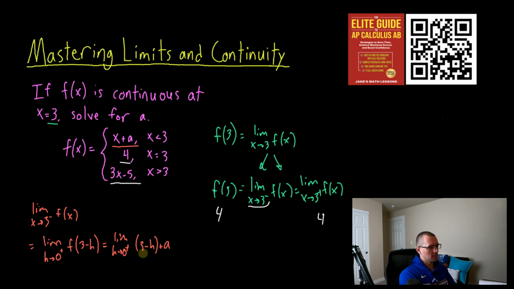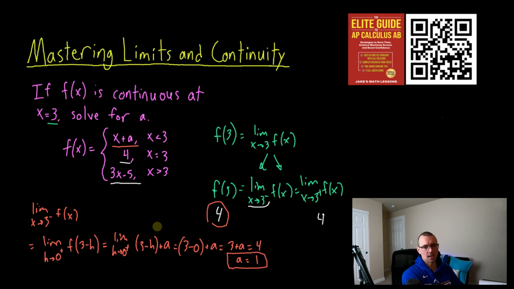This is actually going to be a fairly easy limit to solve. We can just plug in 0 for h, so that gives us 3 minus 0 plus a, which is just 3 plus a, which, like I said, we know needs to equal 4. So we set 3 plus a equal to 4 and solve for a. That gives us a equals 1. So a equals 1 will make this function continuous at x equals 3.